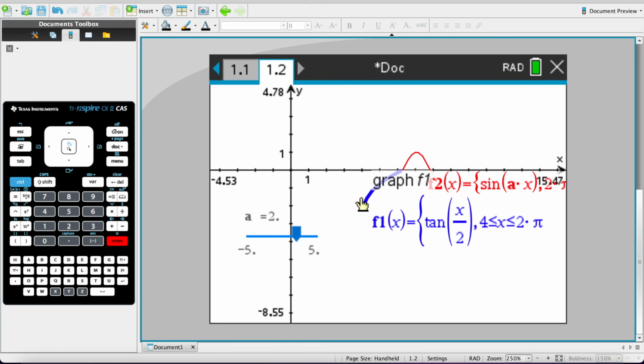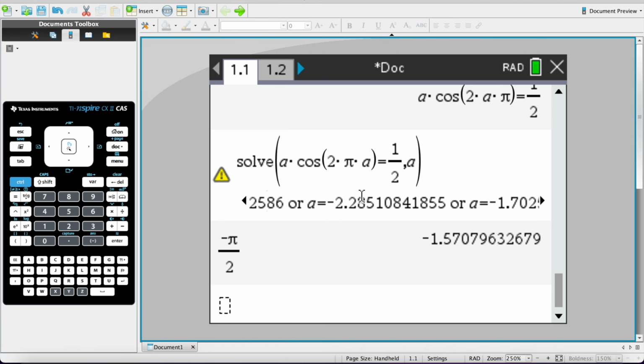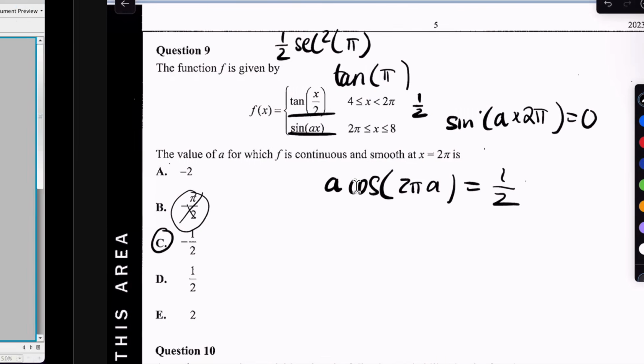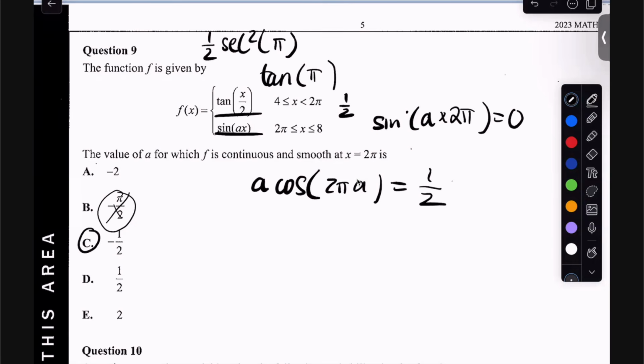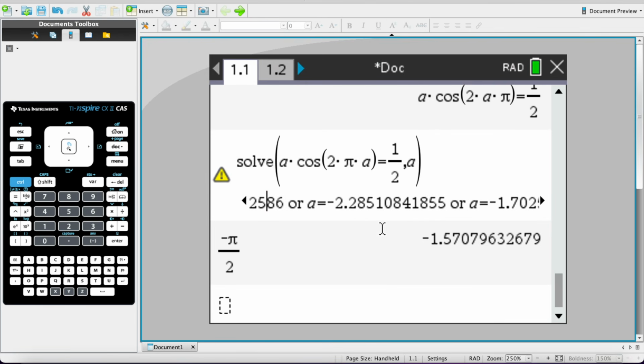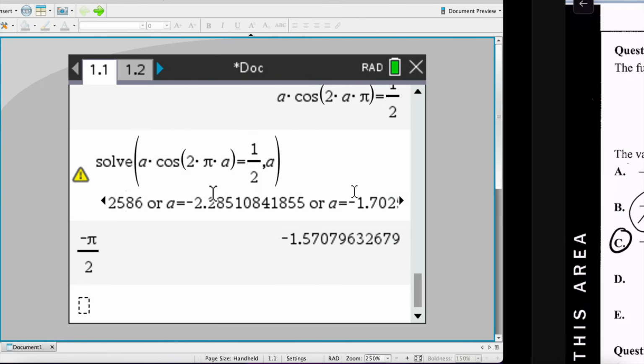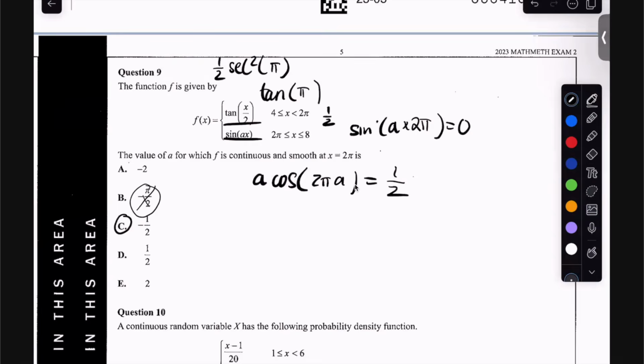I don't really know what mistake I've made. Tan 1/2 sec squared x over 2, and then plug in 2 pi, is pi, positive 1 half. That's alright, doesn't matter. Yeah, that's probably the best way to do it anyway.